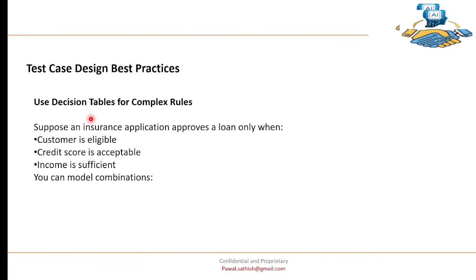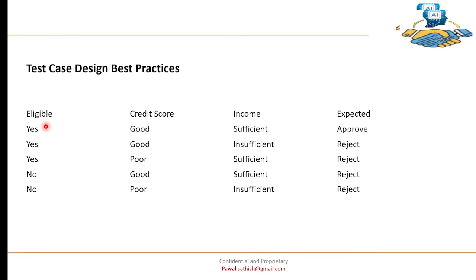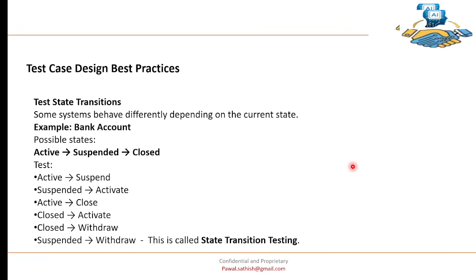Here I give one example. Suppose an insurance application approves a loan only when the customer is eligible, the credit score is acceptable, and the income is sufficient. We can model a combination like eligibility, credit score, income, and the expected result. If eligibility is yes, the credit score is good, and the income is sufficient, then we'll approve the loan. If any parameter is not satisfied, either eligibility, the credit score or the income, we'll reject the loan.